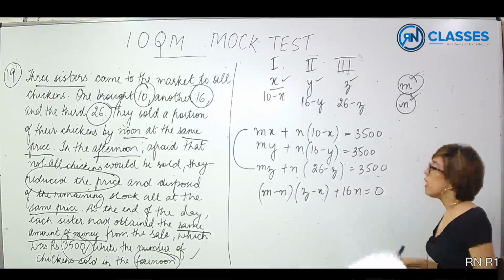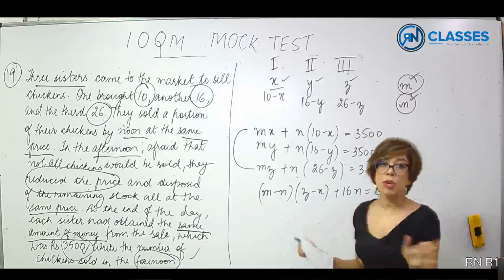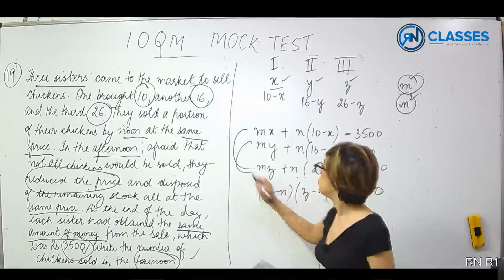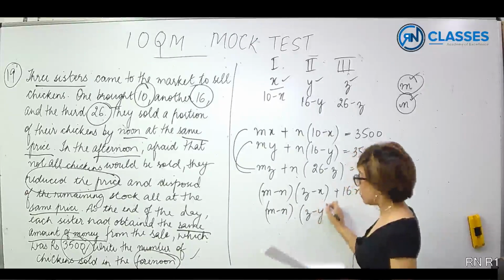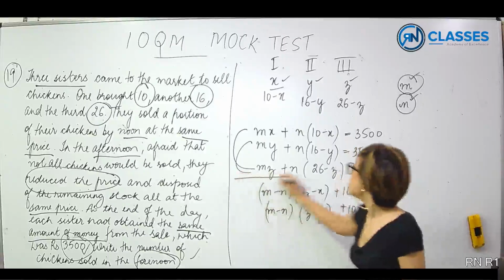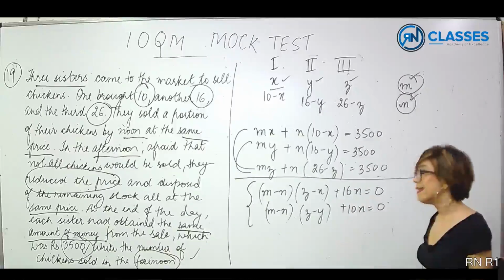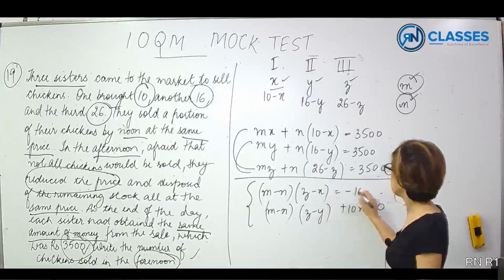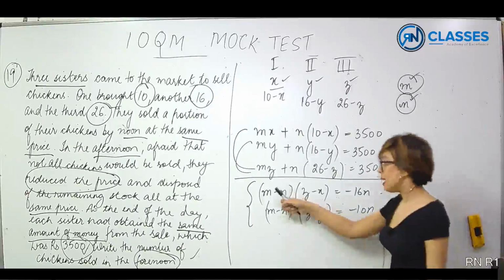Is that fine? Right? Now, I have involved x, maybe I want to involve y now. You can take any two equations out of these three, it's absolutely fine. So, I will take these two. This is nothing but m minus n into z minus y, plus 10n, equal to 0. Right? From these three equations, I have reduced them to two equations. Obviously, the next logical step would be to shift this to that side, so minus 16n. To that side, so minus 10n. Come on, m minus n, m minus n.